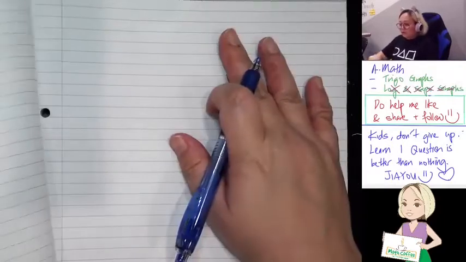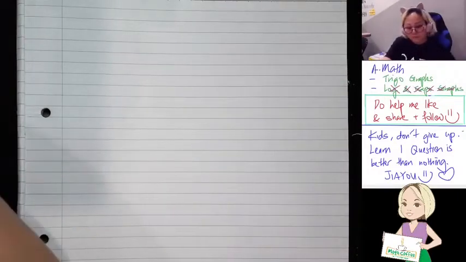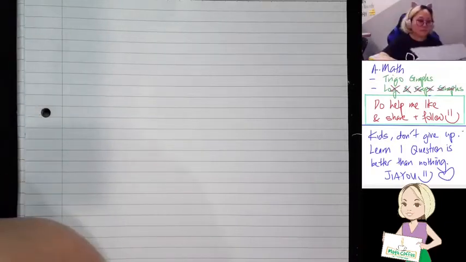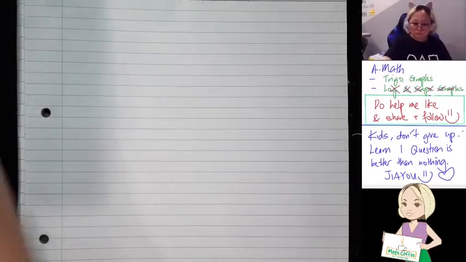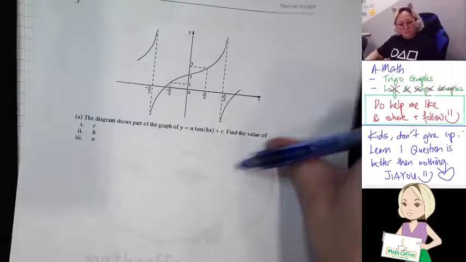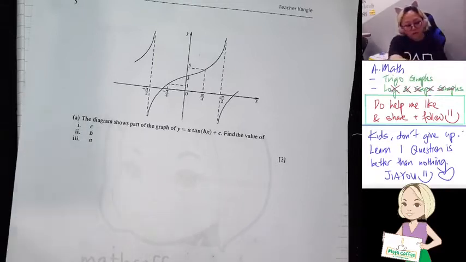So we are done with sine graph and cosine graph. Let's go to tangent graph. We're going to draw tangent graph. A lot of students don't know how to draw tangent graph, so I'm going to do it together with you.